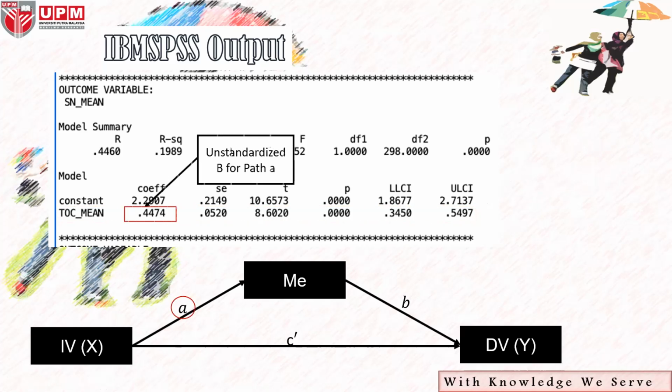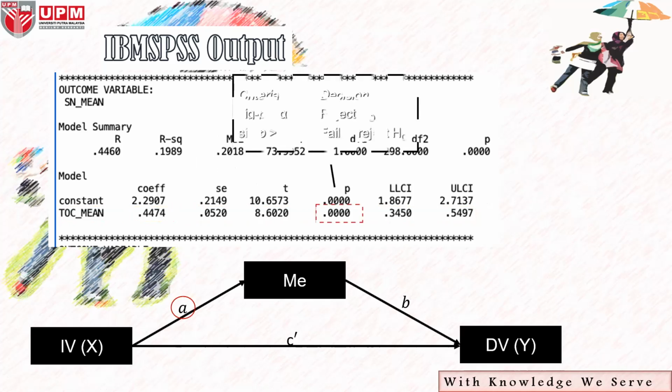0.4474. This is our A, the unstandardized beta for path A. Okay, clear. And the result is also significant.